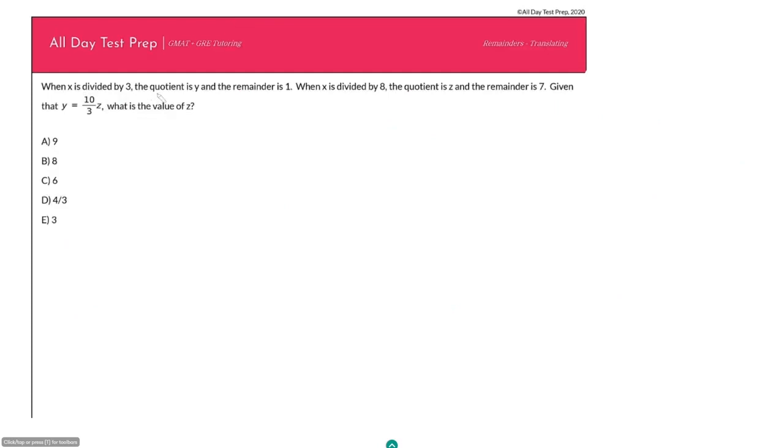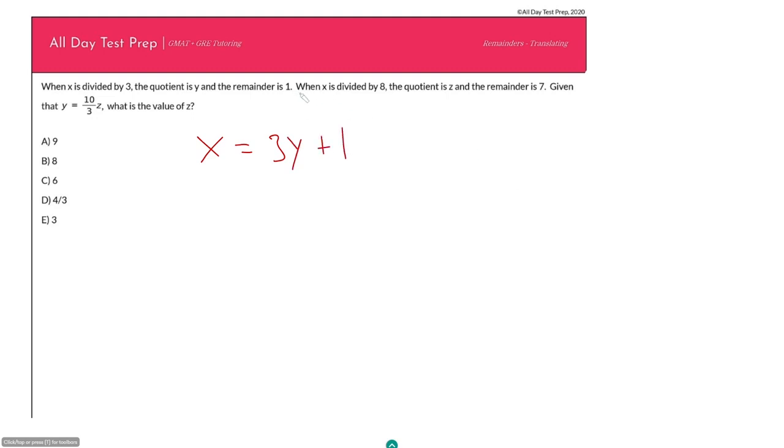When x is divided by 3, the quotient is y and the remainder is 1. When x is divided by 8, the quotient is z and the remainder is 7. Given that y is equal to 10/3 z, what is the value of z? Okay, and so these fit the pattern of our remainder translations. And so if I was to translate each of these statements into an equation, so when x is divided by 3, that means x is equal to 3 times our quotient plus 1.